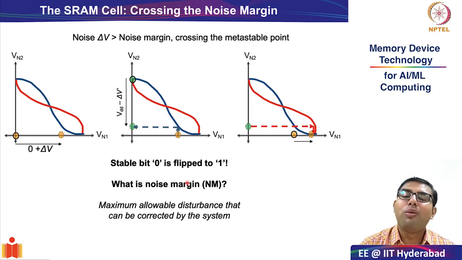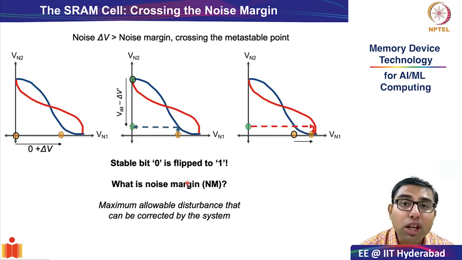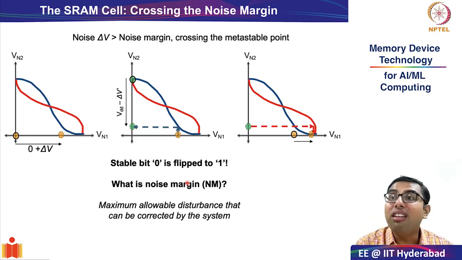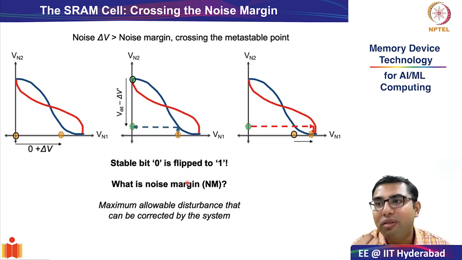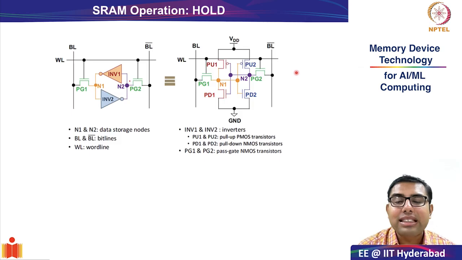Very simply, what is noise margin? It is the maximum allowable disturbance into the internal storage nodes that can be corrected by the system. If you cross the noise margin, the value will flip, the stable state will flip. If you are within the noise margin, it will be able to regeneratively feed back and restore your original value. Okay. With this, we will discuss the last thing that we want to cover.